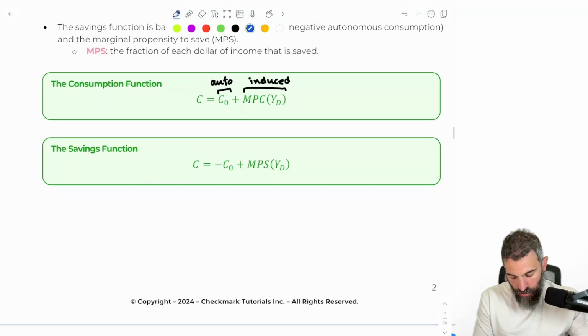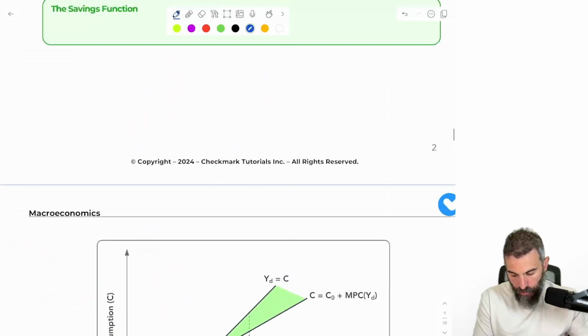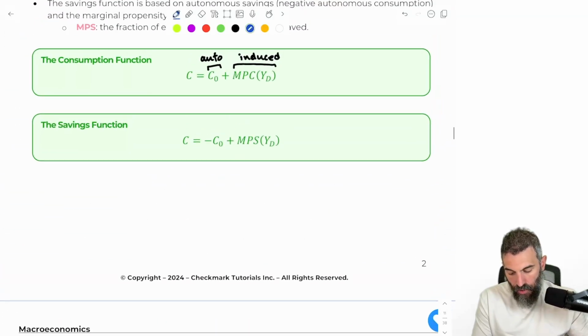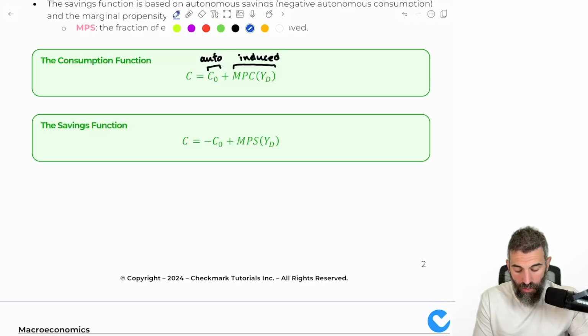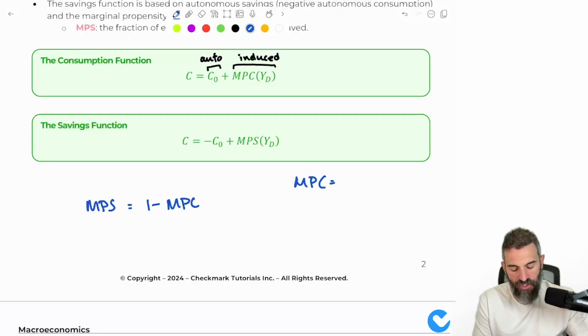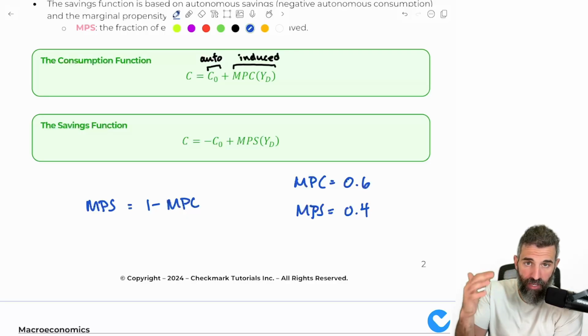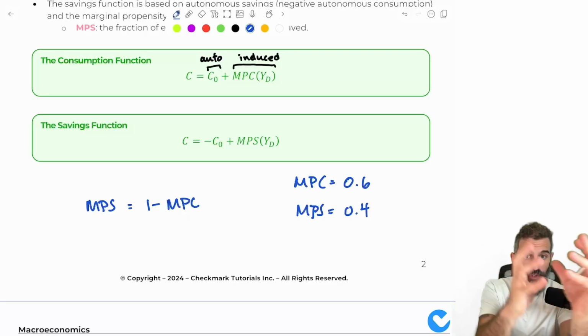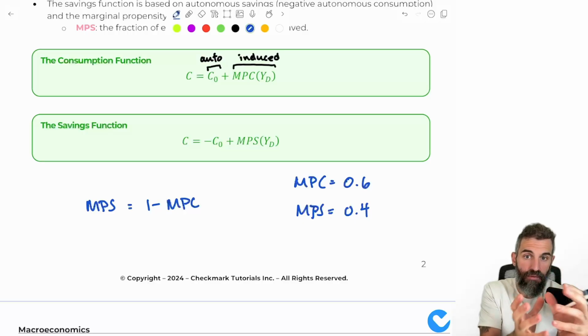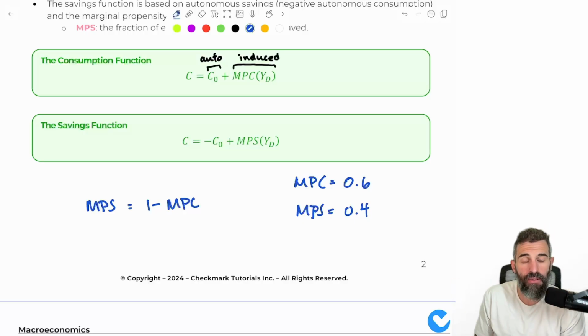Which leads me to, we're going to be bouncing back and forth between things. So you also have a savings function. Your MPS, which is your marginal propensity to save, is just 1 minus your MPC. So remember the example I gave? If my MPC, and I'll change the number so it's less confusing, is 0.6, my MPS will be 0.4. The logic being, 0.6 means every dollar I make, I will take 60% of it and consume it, spend it on consumption. I will then save the other 40%.